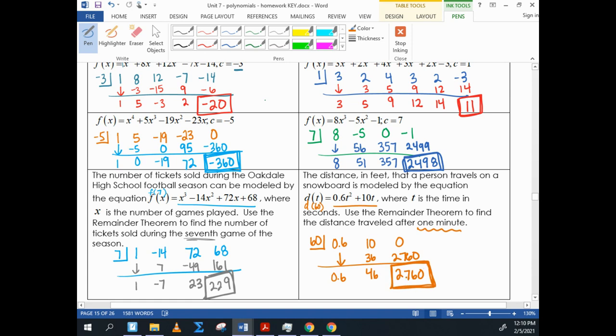You're saying, how in the world is that helpful? Well, remember, 5,280 feet are in a mile. So we've got about a half a mile. That's pretty good in 60 seconds or 1 minute.